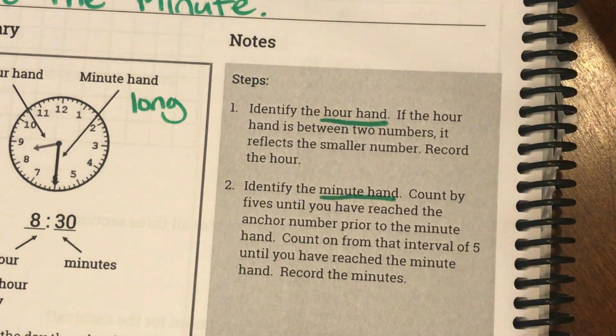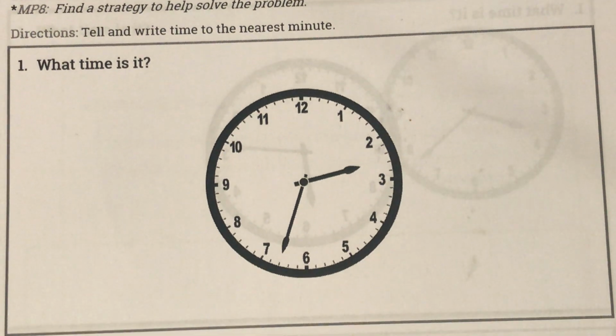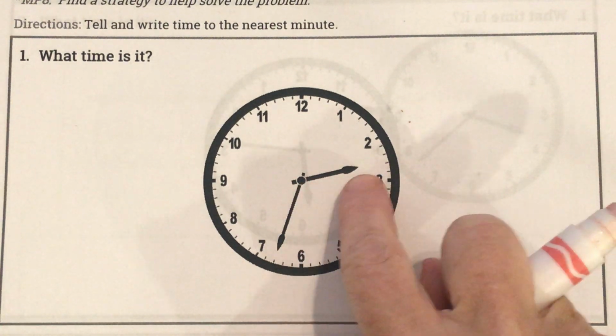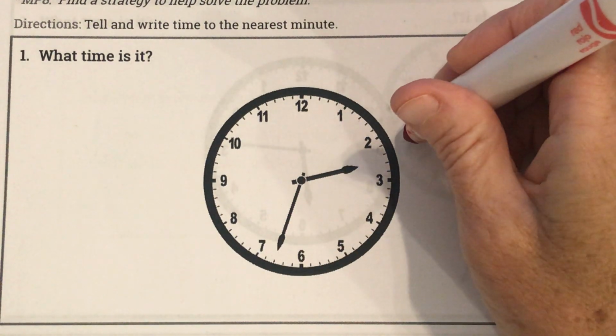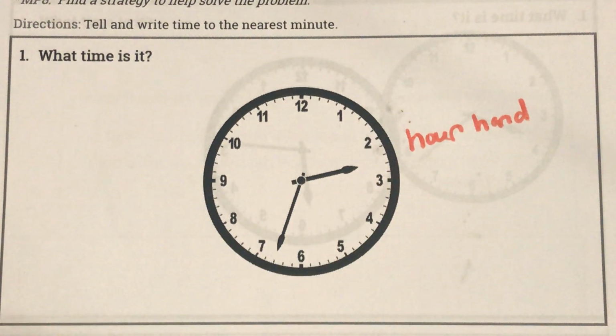Okay, so boys and girls, I'm going to put down my marker and grab my red marker if you want to just watch with me for a second. Here is my first problem. It says, what time is it? So I see an analog or a face clock. I see two hands, and I need to look closely to see which one's my hour hand and which one's my minute hand, because I want to start with my hour hand. So this one appears to be shorter than this one. So this one is my hour hand, and that's the one I'm going to start with.